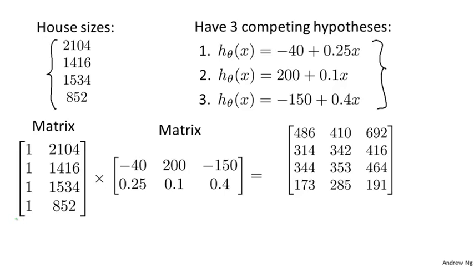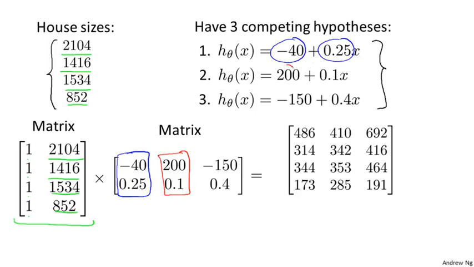So here on the left is my usual matrix, same as from the last video, where these values are my housing prices, and I've put ones here on the left as well. And what I'm going to do is construct another matrix where here the first column is this minus 40 and 0.25, and the second column is this 200, 0.1, and so on. Okay?